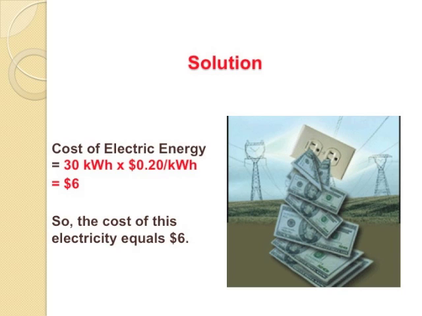I have a feeling you nailed that. We got 30 kilowatt hours times 20 cents per kilowatt hour. Multiply that out, we get $6. $6 is reasonable. If you made a math error, you might have got $60, which seems way too expensive, or 60 cents, which seems way too cheap. So $6 is the right answer. So that's what that amount of electric energy would cost.